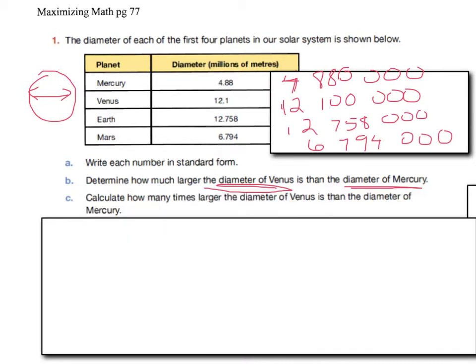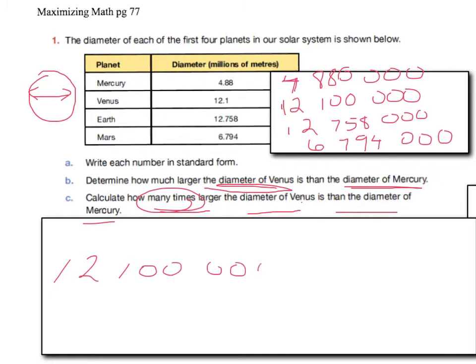All right, now we're calculating how many times larger the diameter of Venus is than the diameter of Mercury. How many times larger is multiplication? How many groups, or how many Mercuries really, can fit into Venus? So we're going to have to divide, because we're taking groups of and dividing it into groups of Mercuries, basically. So definitely going to want to use your calculator for this.